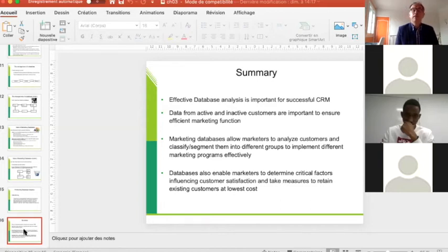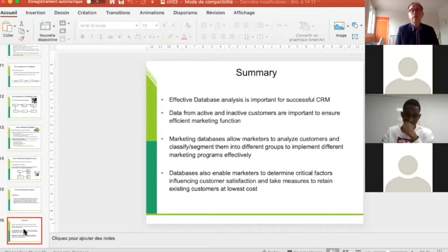Marketing databases allow marketers to analyze customers and classify and segment them into different groups to implement different marketing programs effectively. You first can use these databases to do value alignment, segmentation according to customer value, and then decide to which customers you allocate resources, and then you can decide how you want to personalize and which products you might personalize to and orientate to customers.